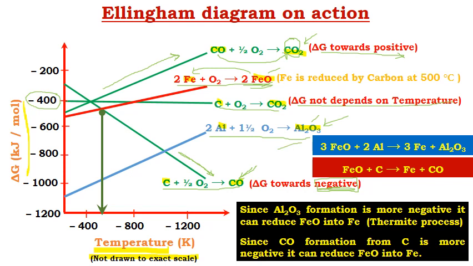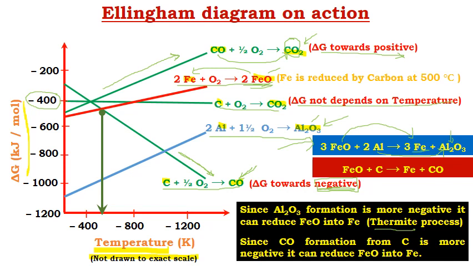So this is the process we call the Thermit process. We have studied the Thermit process. In the Thermit process, iron oxide is reduced into iron by using aluminium, because aluminium oxide is more stable. It has a more negative delta G when compared with iron.